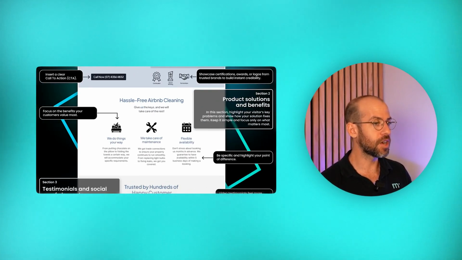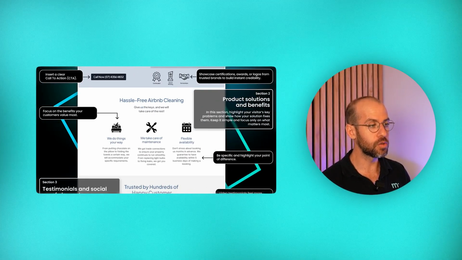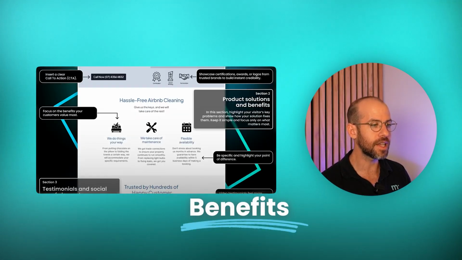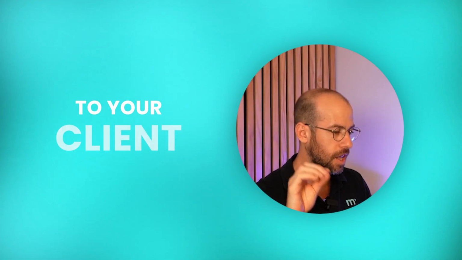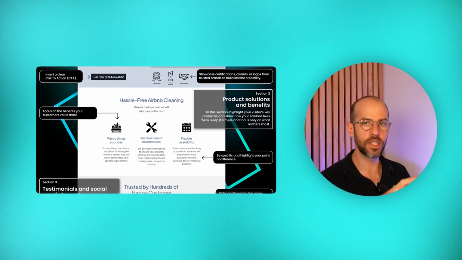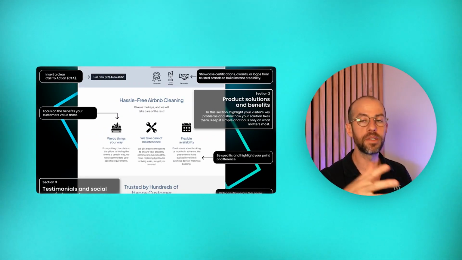Let's go down to the second part of your homepage and what that should include. The second section is very much about your product solution and its benefits. What you want to include here is the benefits that set you apart from your competitors, and you really need to touch on the ones that are most critical to your client. Let me explain a little bit about that. For this example, this page is about a business that provides Airbnb cleaning services.